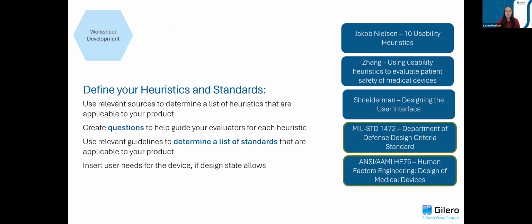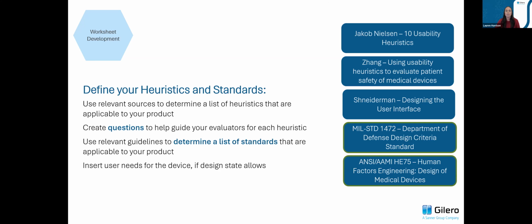There we go. All right, the worksheet should really consist of 4 major tabs. The core information that you really need to develop is the heuristic checklist, your scorecard, your standards that you want to comply with, and your user needs compliance if you're at a design state that allows that. The most important component of this worksheet is your heuristic checklist. This portion walks through the device's workflow and essentially evaluates it for compliance against design principles.